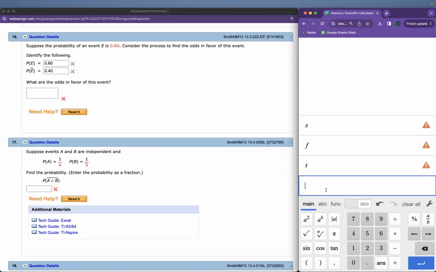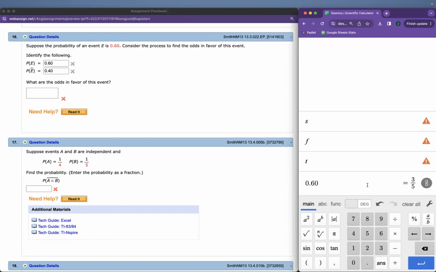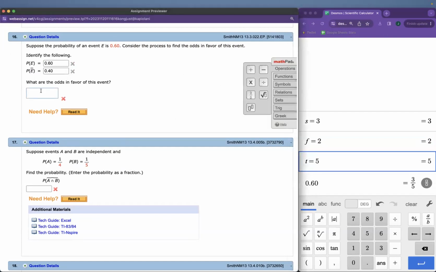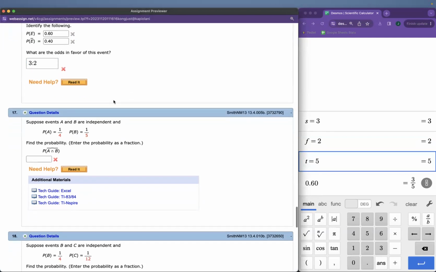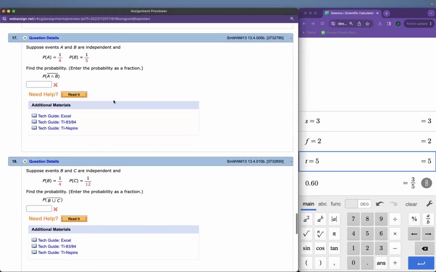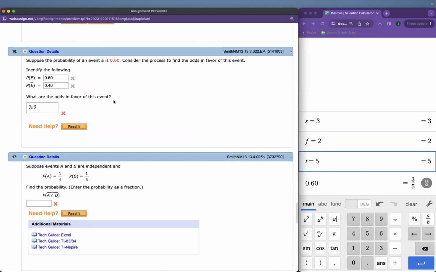I'm going to do a little sneaky way. So 0.6 is the probability of E, right? But if you convert that to a fraction, that's 3/5. 3/5 probability means the S is 3 and the total is 5, which means failure is going to be the leftover, 2. So what are the odds in favor? S to F, 3 to 2. Okay, number 17. If that's too fast, just go back and rewatch it.